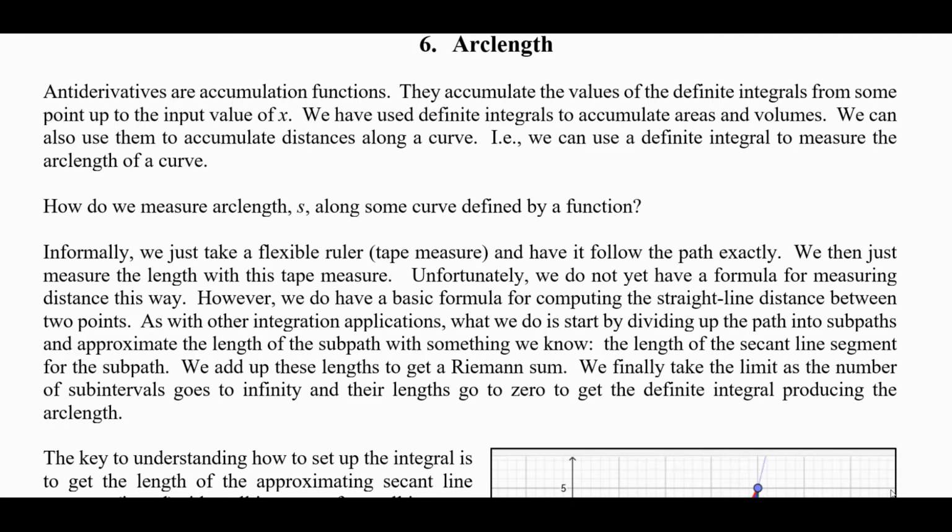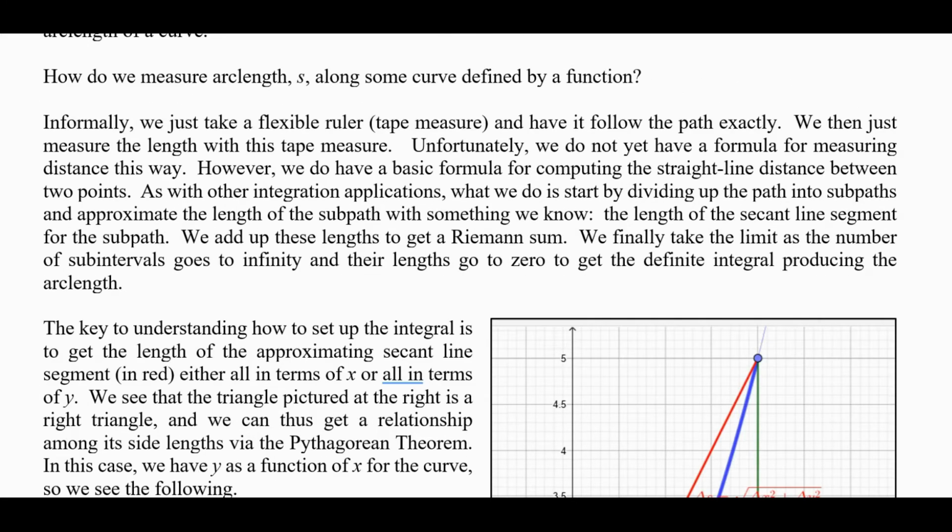As with other integration applications, what we do is start by dividing up what we have into smaller pieces and approximating with a pre-calculus thing. In this case, we start by dividing up the path into subpaths and approximate the length of the subpath with something we know, the length of a secant line segment for that subpath. We add up these lengths to get a Riemann sum. We finally take a limit as the number of subintervals goes to infinity and their lengths go to 0 to get the definite integral, which produces the arc length.